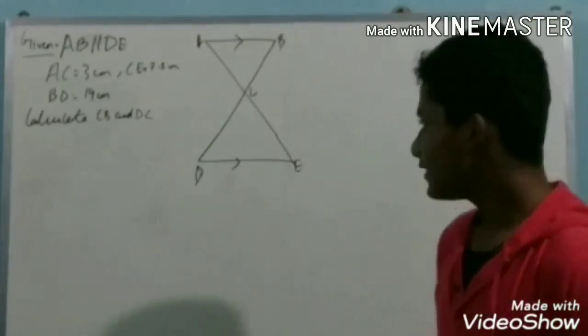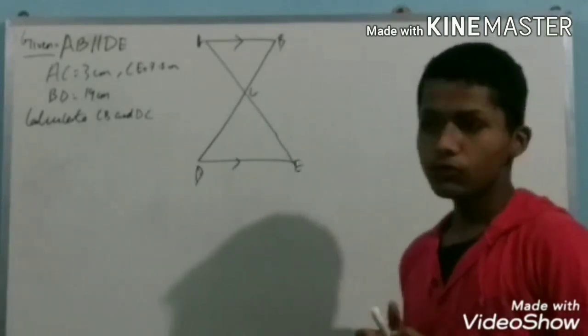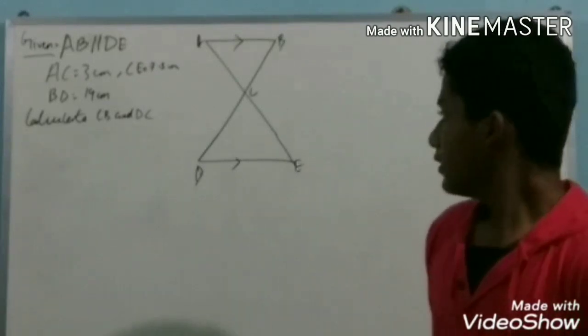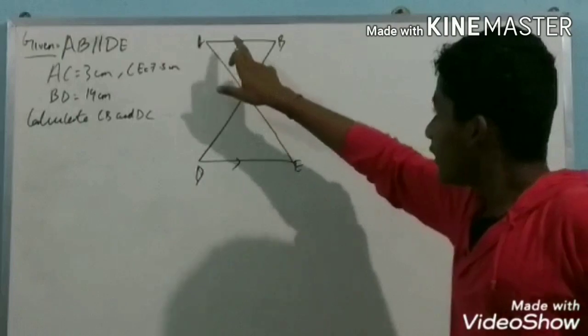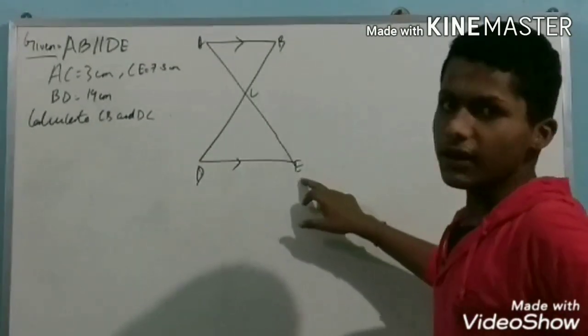Now, as I have told you the three rules, I will tell you how to use them and where to use them. You can see this is a triangle. ABC is a triangle and CDE is a triangle.